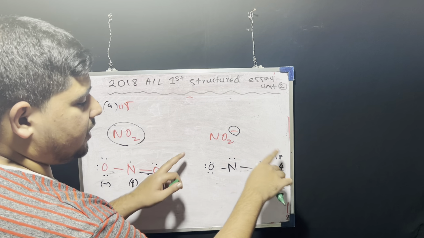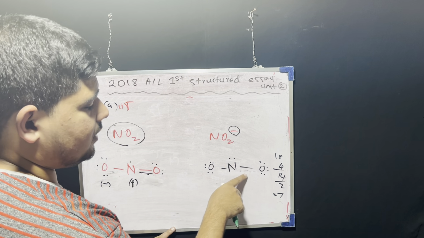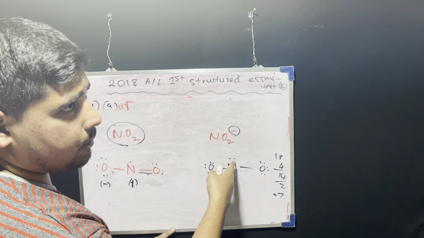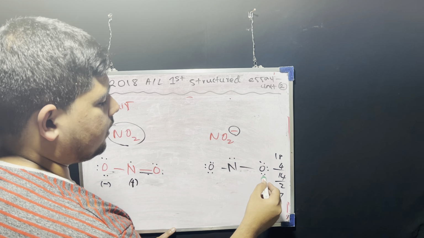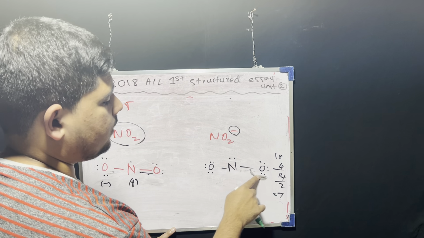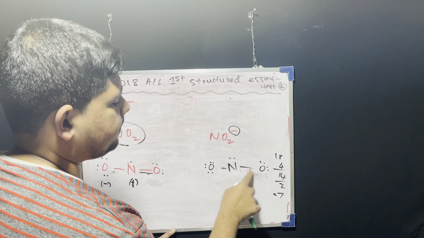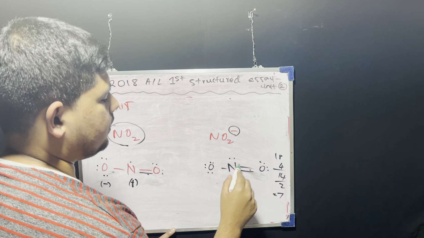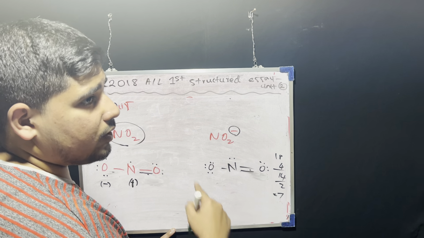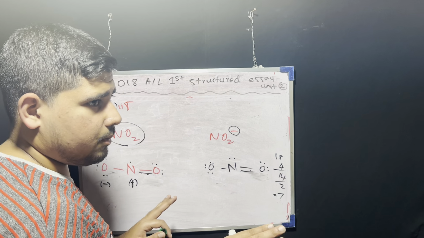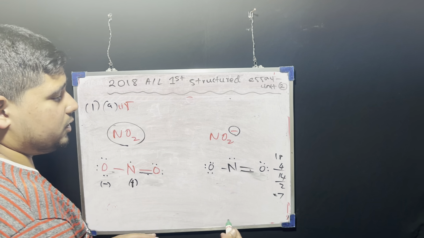Now the octet is complete in the terminal atoms. Now you see the central atom. The octet is not completed. Only 6 electrons are there. You should take the lone pair as a bond pair. If you do this, what will happen? Now you see, the octet is completed. Now there are 8 electrons. Now we'll distribute the charges. Once the octet is completed, give the formal charges.